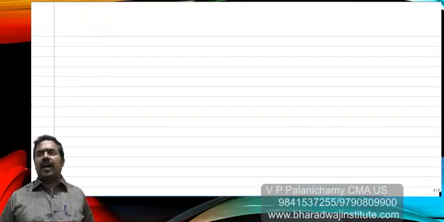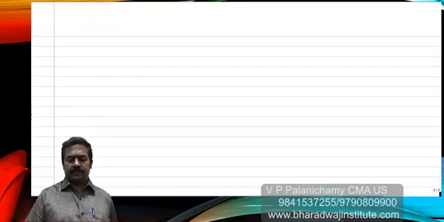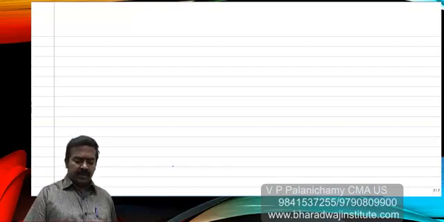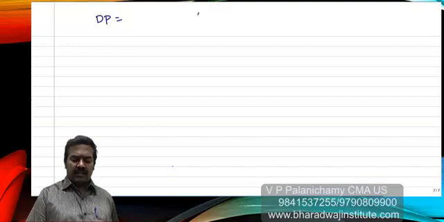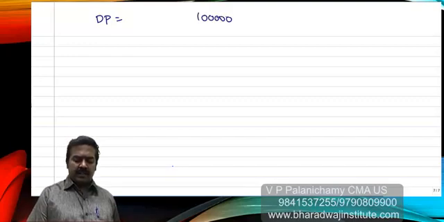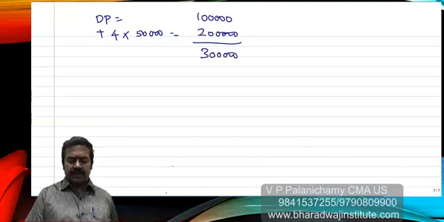Computation of amount paid. What is the down payment made? 1 lakh. Plus, how many installments? 4 installments of 50,000 each is given, which means 2 lakhs. Total amount paid is 3 lakhs. But what is the cash price given in the problem? 2,50,000 is given in the problem.